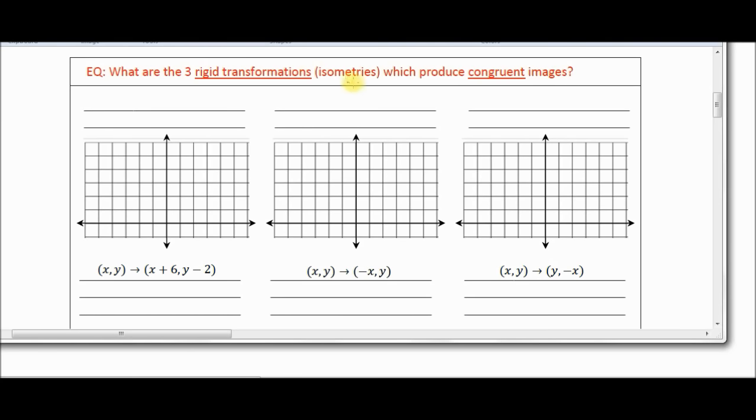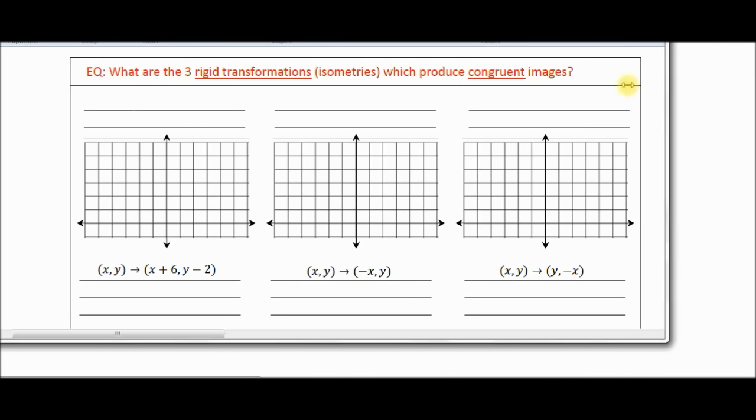And this word isometries, we learned that word last year if you remember it. An isometry is just a rigid transformation, or some kind of transformation that takes a pre-image and creates a copy which is congruent to the original pre-image. So it makes a copy of a pre-image which happens to be a congruent image. And there were 3 different rigid transformations that we learned last year.